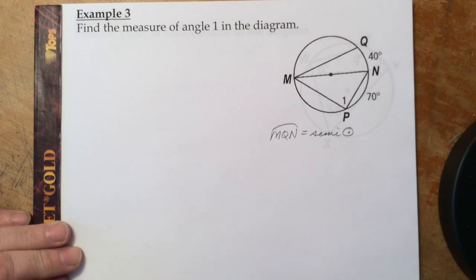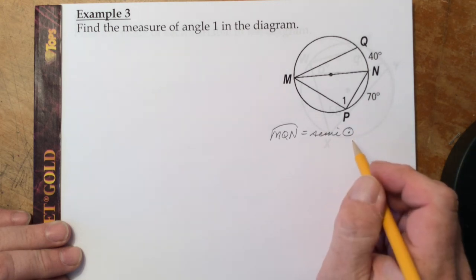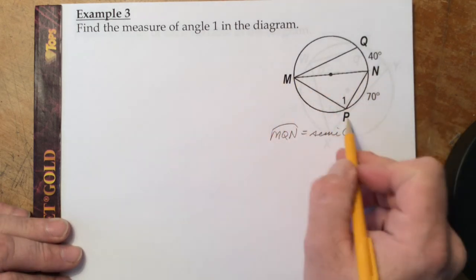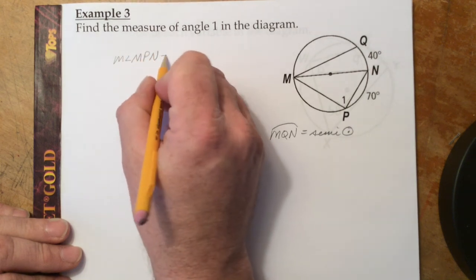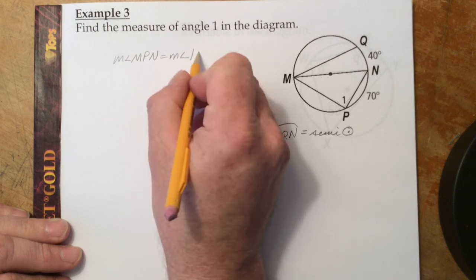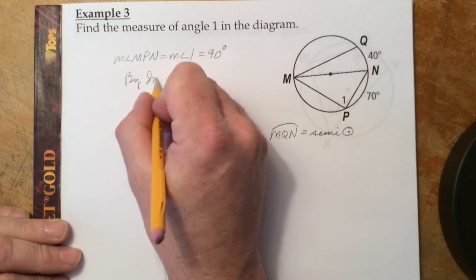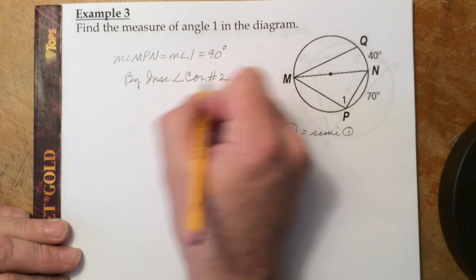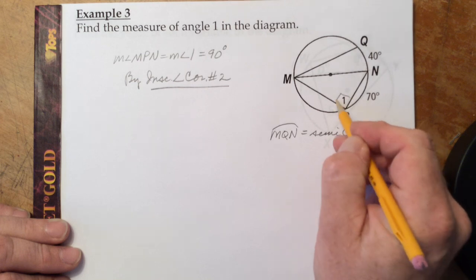And you learned in the notes by the inscribed angle corollary number 2 that an angle inscribed in a semicircle has to be a right angle. So this angle right here, angle MPN, which is the same as the measure of angle 1, has to be 90 degrees by the inscribed angle corollary number 2. This is the semicircle that it intercepts, so this has to be 90 degrees.